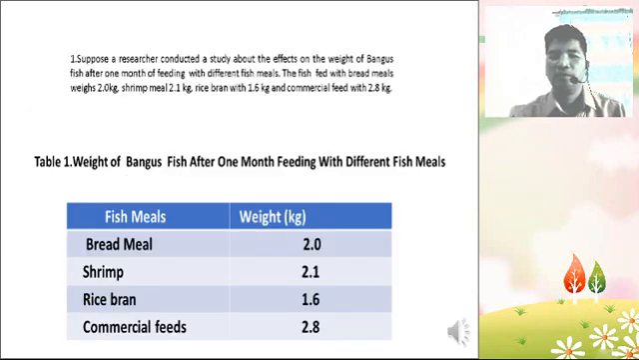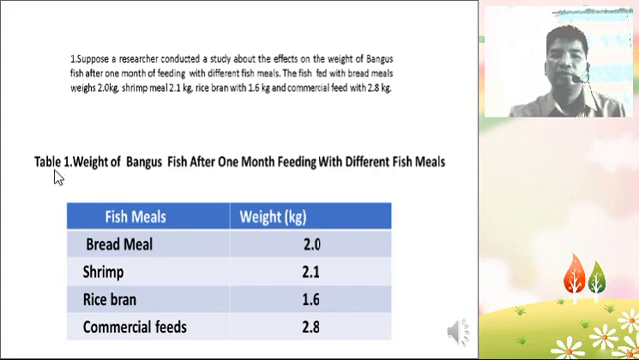Okay, let us check. We have here the possible answer to situation 1. Suppose a researcher conducted a study about the effects on the weight of bangus fish after 1 month of feeding with different meals. The fish fed with bread meal weighs 2.0 kilograms, shrimp meal 2.1 kilograms, rice bran 1.6 kilograms, and commercial feed 2.8 kilograms. So we have here a possible table for that situation.